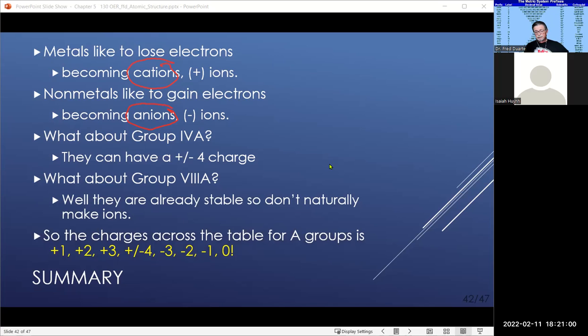So if you look at the charges as you go across the periodic table, for only the A elements, the B elements, as I explained earlier, vary. I can have a variety of different types of ions for those metals. We cannot predict very well what their charge would be. It depends on the reaction conditions.